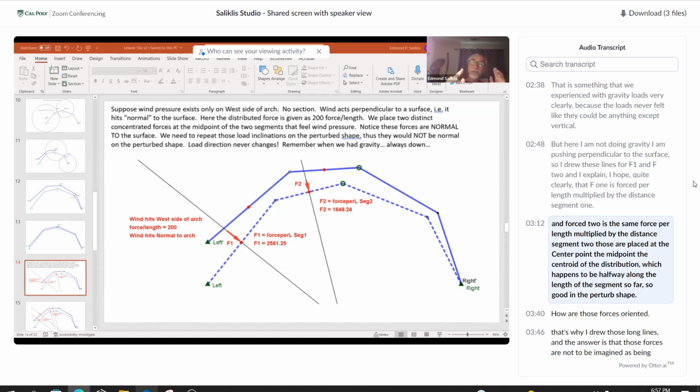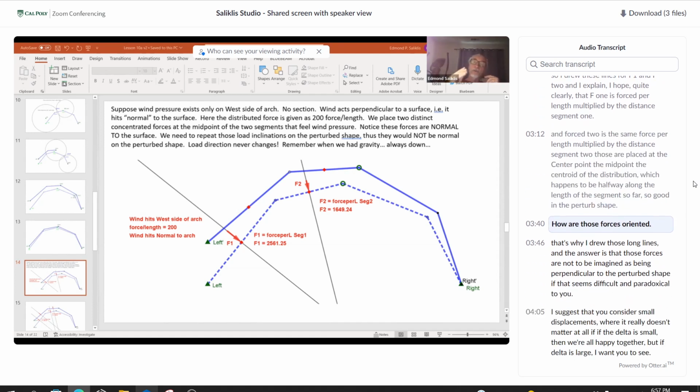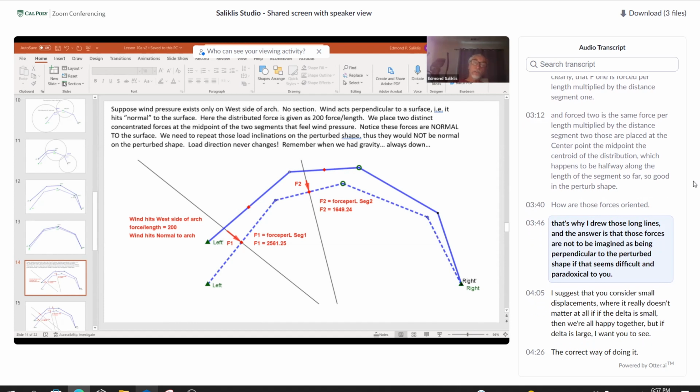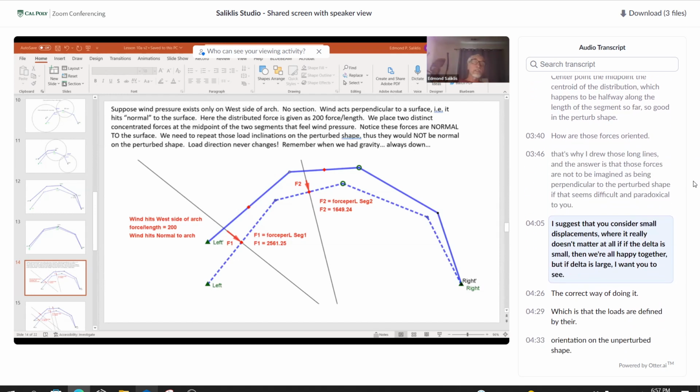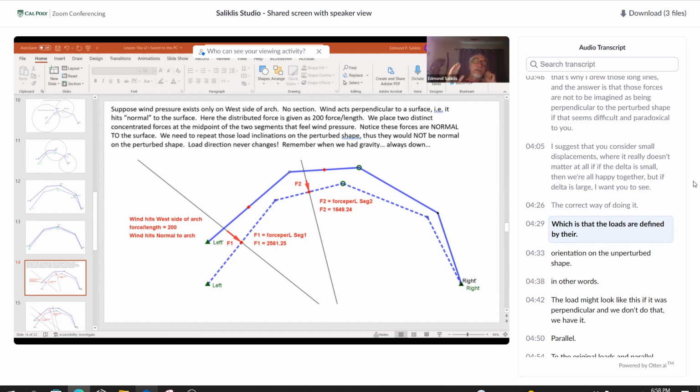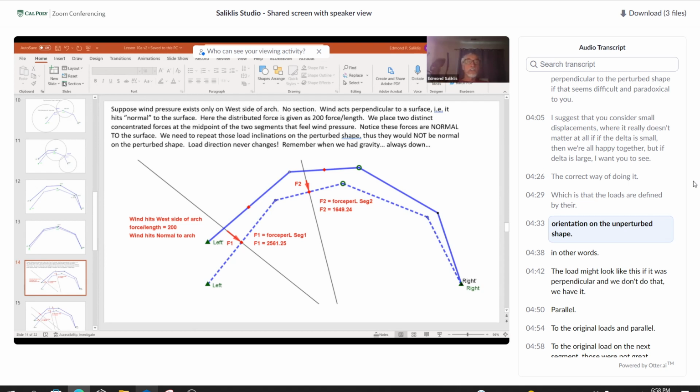So far, so good. In the perturbed shape, how are those forces oriented? That's why I drew those long lines. And the answer is that those forces are not to be imagined as being perpendicular to the perturbed shape. If that seems difficult and paradoxical to you, I suggest that you consider small displacements where it really doesn't matter at all. If the delta is small, then we're all happy together. But if delta is large, I want you to see the correct way of doing it, which is that the loads are defined by their orientation on the unperturbed shape.